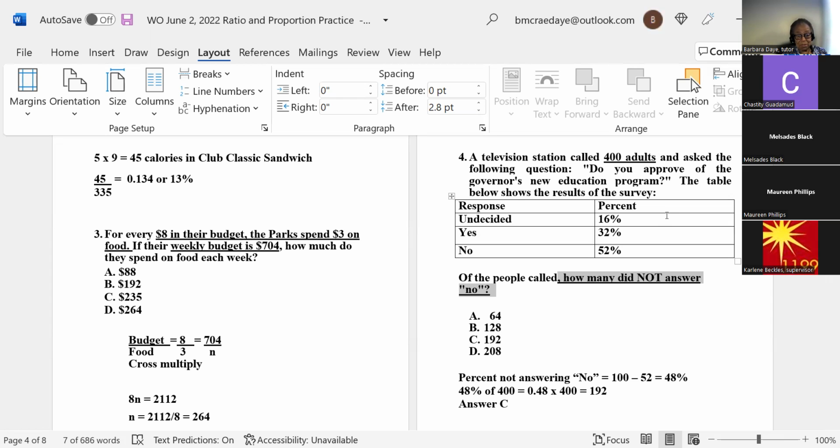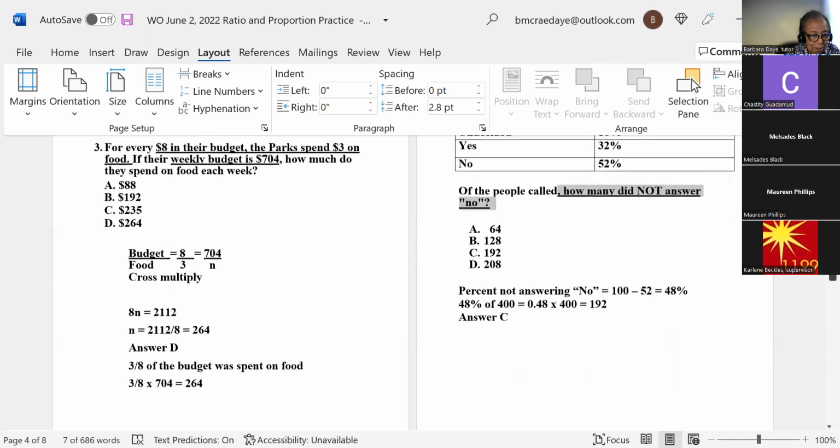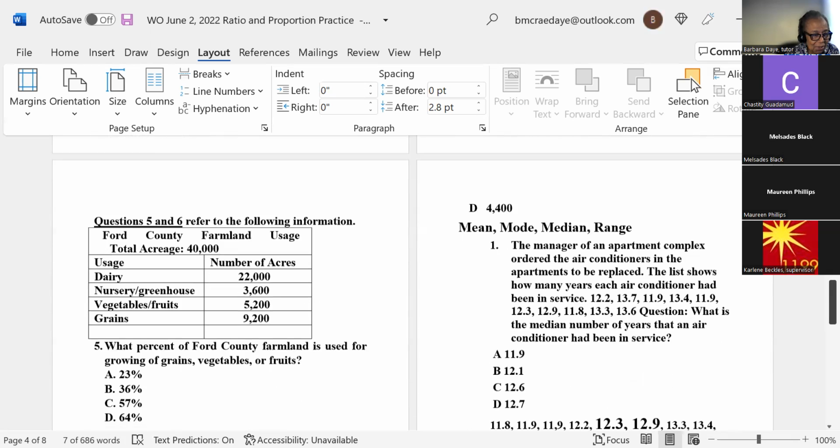So you have to read the word problems really carefully, because this one, they really gave you the ones not no when they gave you the undecided and yes. You just had to add them up. Or, like I said, you could take the 52% no, subtract from 100, get 48. Both ways you get 48. 16 and 32 is 48. 100 minus 52 is 48. Then you take that percent of the total, and that gives you the 192. Questions on number 4? No. Thank you, miss. All right, let's go to number 5, the farmland.